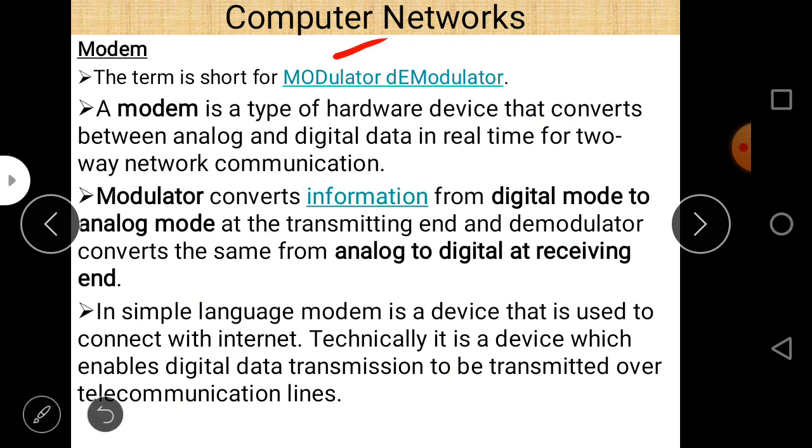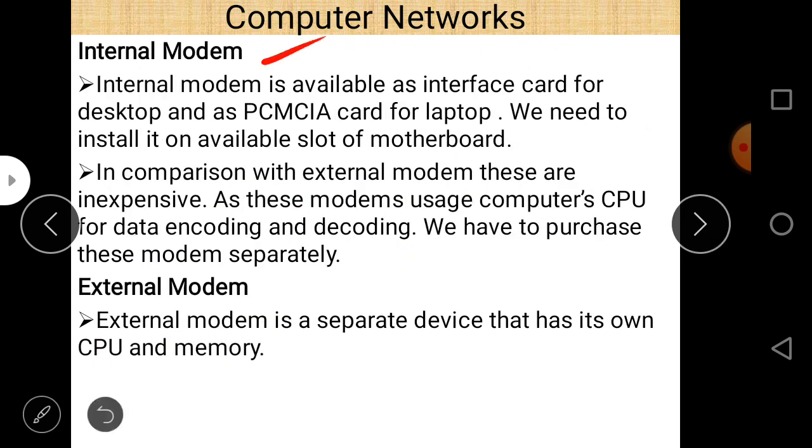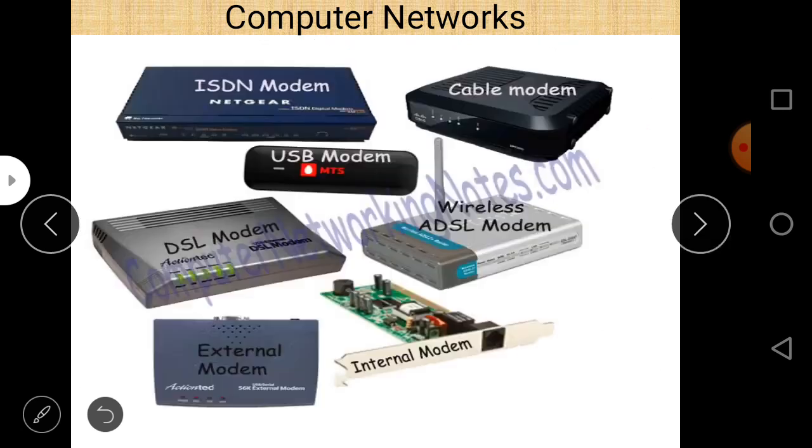Modem refers to modulation demodulation. Modulation refers to digital to analog conversion, and demodulation means analog to digital conversion of data. Two types of modems are there: internal and external. Internal is a part of the computer system, and an external modem we can connect to our computer system, but an external modem has its own CPU and also memory. These are the different types of modems.